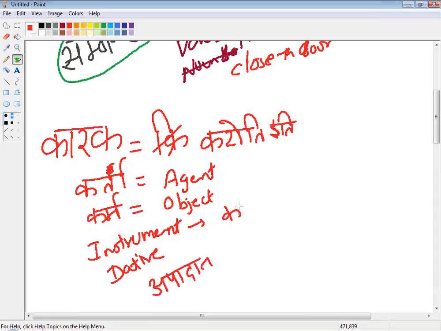Instrument is called karana. Then what's the next one? What is dative?